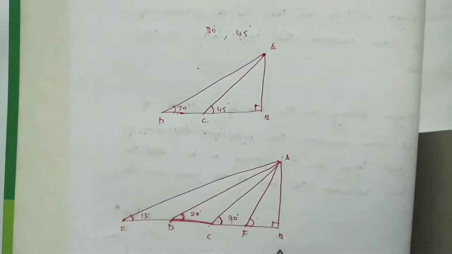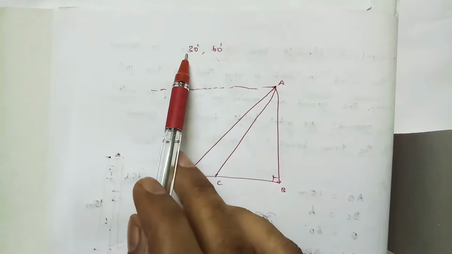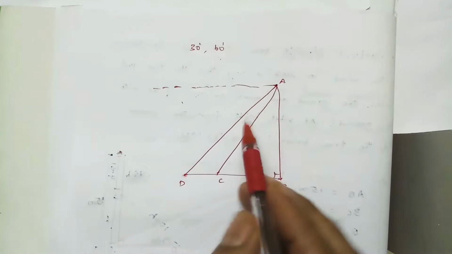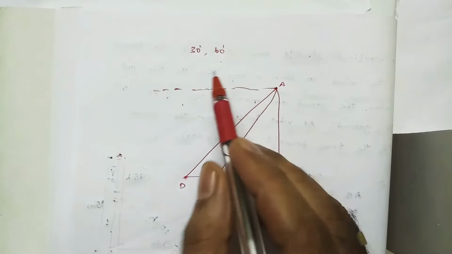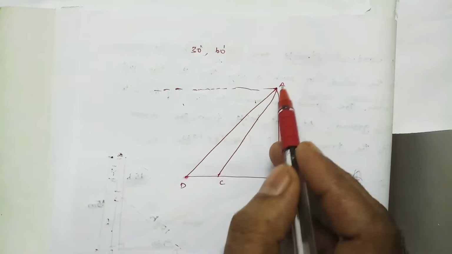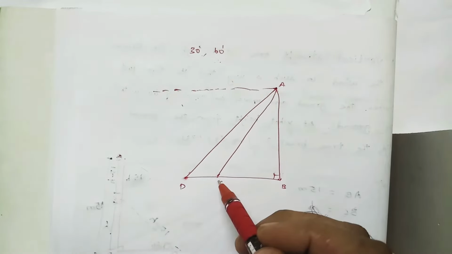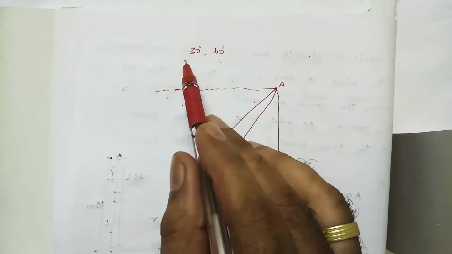In angle of depression, now we are having two angles, 30 degrees and 60 degrees. Which will be 30 and which will be 60? Very simple: the angle from the top is the angle of depression. We want to mark the angle of depression. AD is a line of sight and AC is a line of sight, and this line is the horizontal line. So which will be 30 and which will be 60?